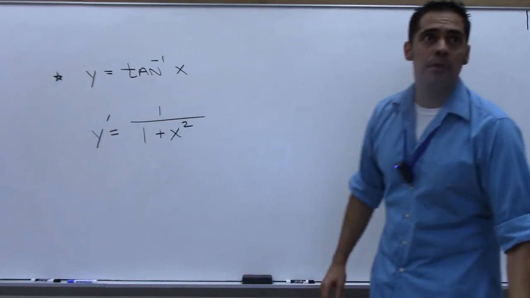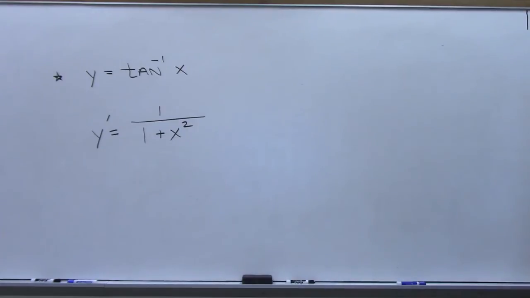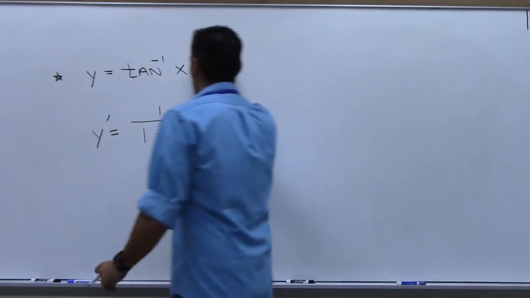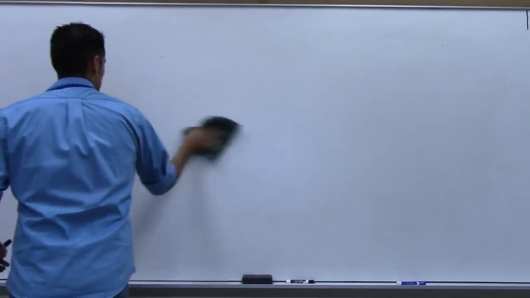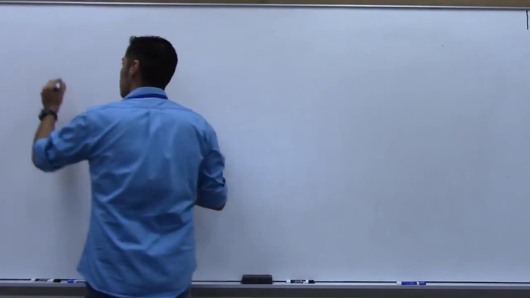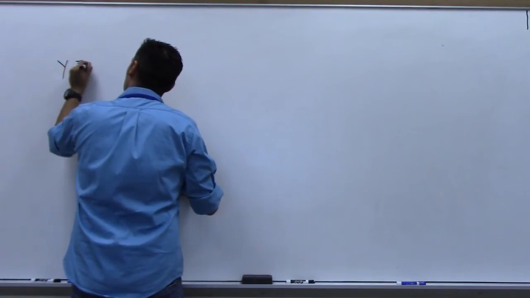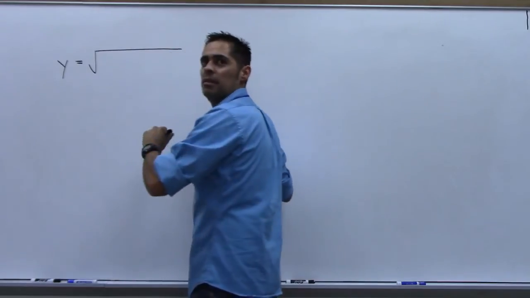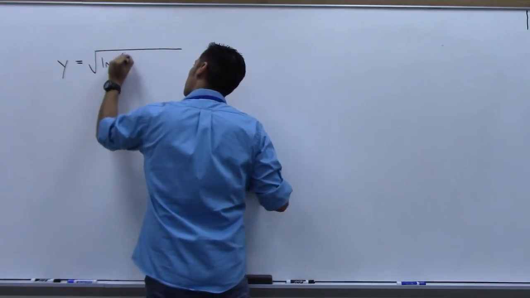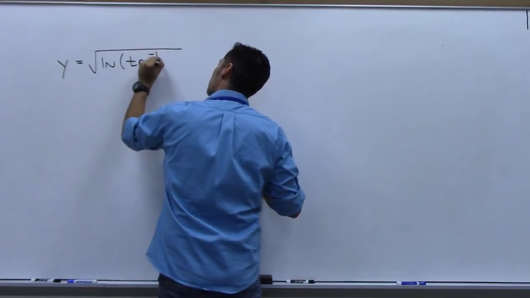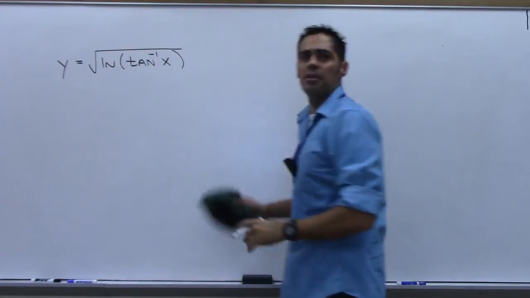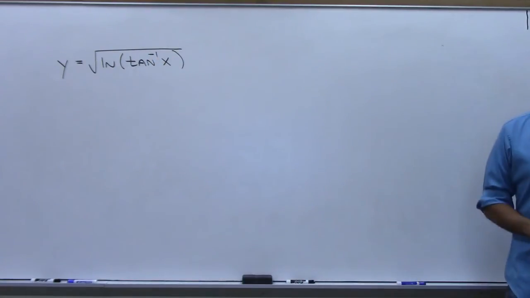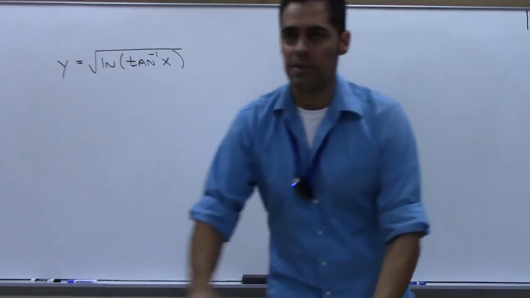So I have another example that has some chain rule in it. If y is equal to the square root of the natural log of arctangent x, I'm asking for the derivative. I'll give you like 2 minutes to see if you can do that on your own.